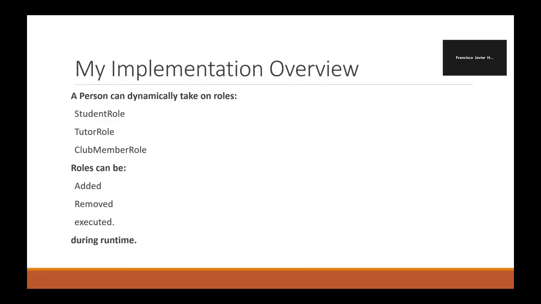My implementation overview. In my implementation, I created a person class that can dynamically take on roles such as student role, tutor role, and club member role. These roles can be added, removed, and executed during runtime. This demonstrates how the system can change behavior dynamically, and I'll show you that once we get to the code.